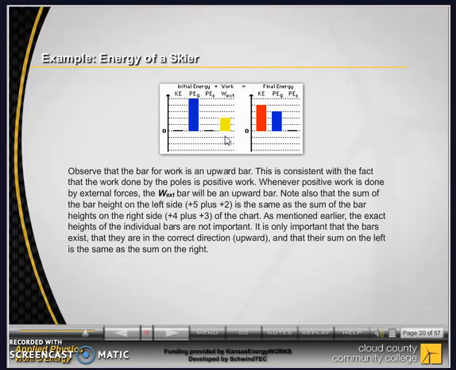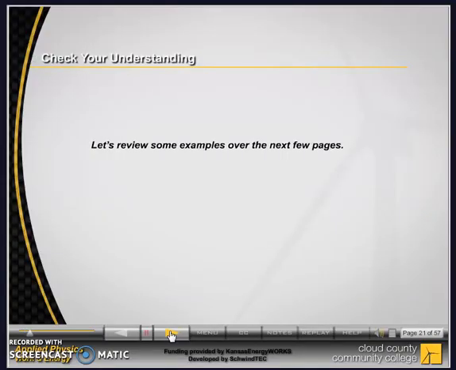As mentioned earlier, the exact heights of the individual bars are not important. It is only important that the bars exist, that they are in the correct direction, upward, and that their sum on the left is the same as the sum on the right. Let's review some examples over the next few pages.